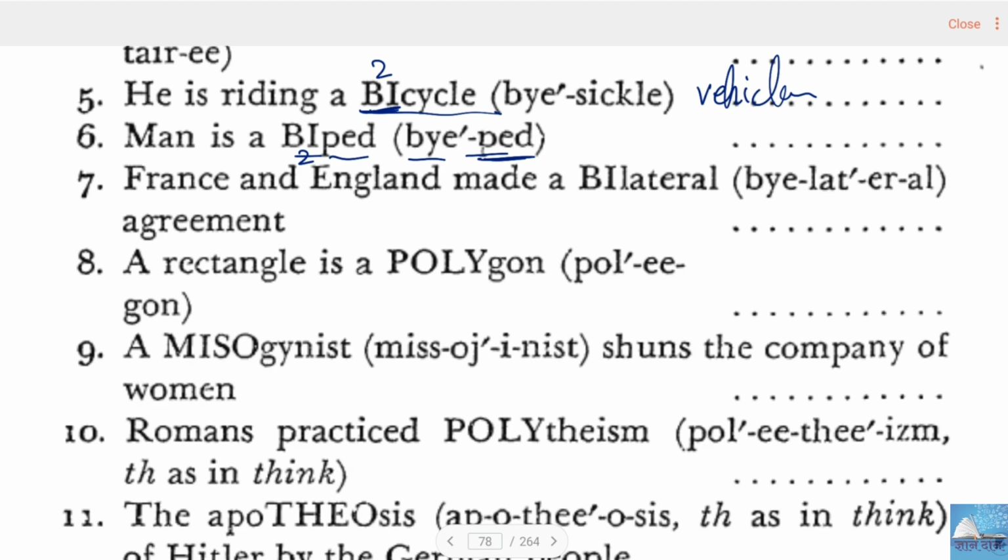France and England made a bilateral agreement. Bi means two, lateral means sided. France and England made a two-sided agreement.